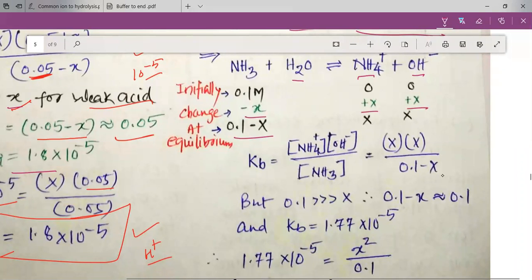So by putting this value, Kb is equal to X into X divided by 0.1 minus X, but 0.1 is quite bigger than X, because if you look into the Kb value, it is of the power of 10 to the power minus 5. So we can write 0.1 minus X is approximately 0.1. The value of Kb is already given as 1.77 multiplied by 10 to the power minus 5.